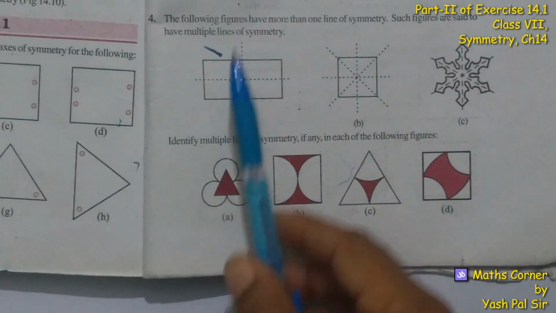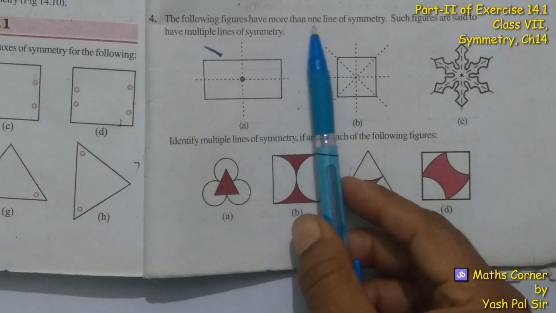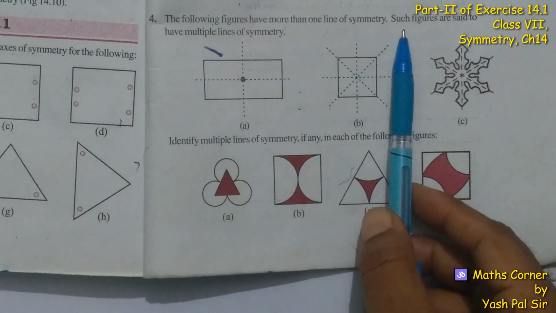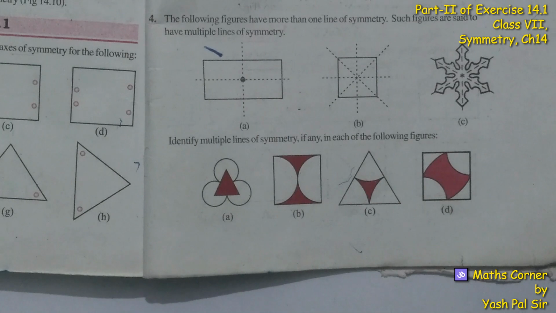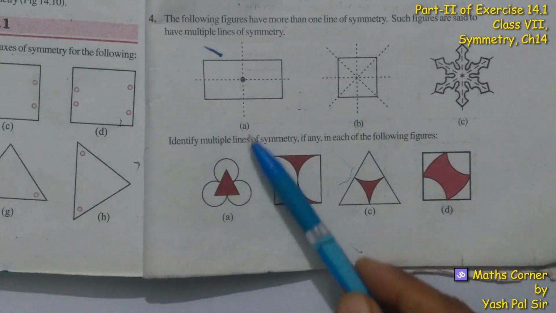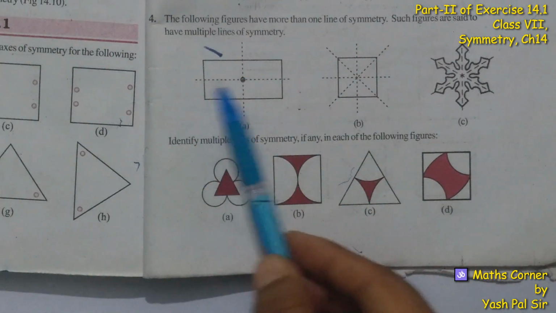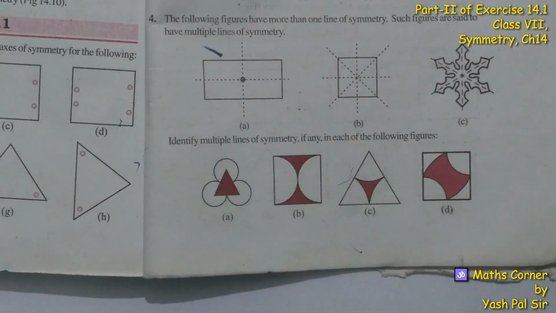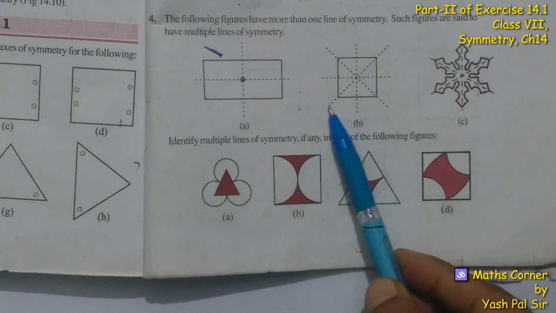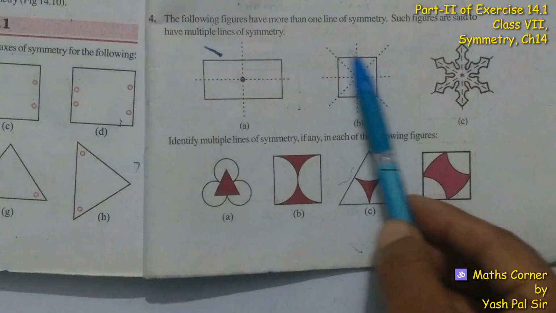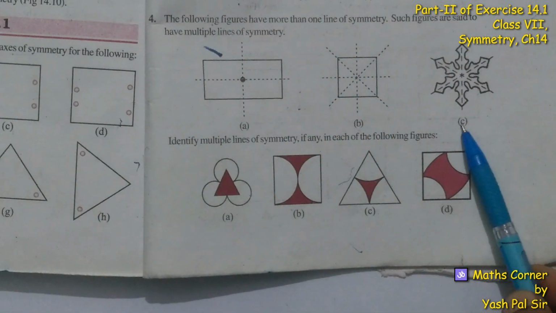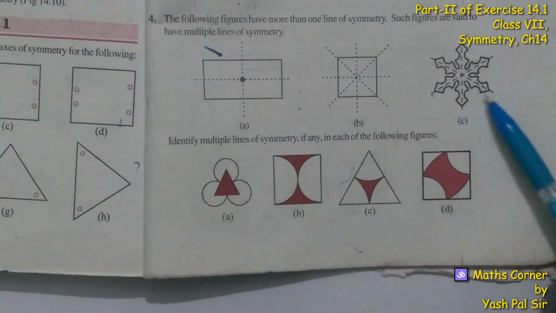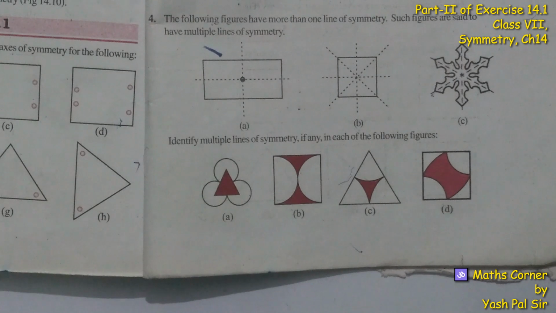Now, question number 4. The following figures have more than one line of symmetry. Such figures are said to have multiple lines of symmetry. So, A part, we have the rectangle, two lines of symmetry. B part, one square, four sides, it means four lines of symmetry will be there. C part, one, two, three lines of symmetry.